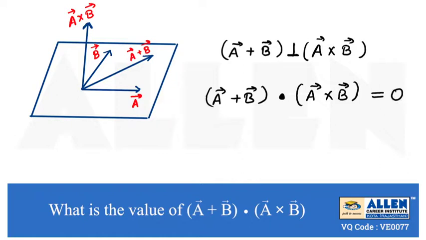Hence, from this question we can conclude that the first vector is the addition of these two vectors, and the other vector is the result of the cross product of these two vectors, which will be perpendicular to the vector addition. Therefore, we can say the dot product of these two vectors will be 0. So the final answer of this question is 0. Thank you.